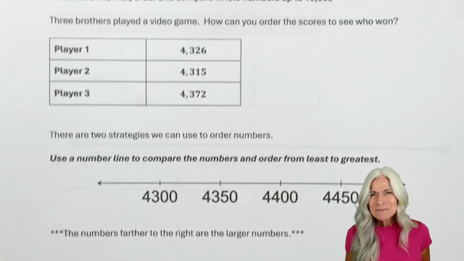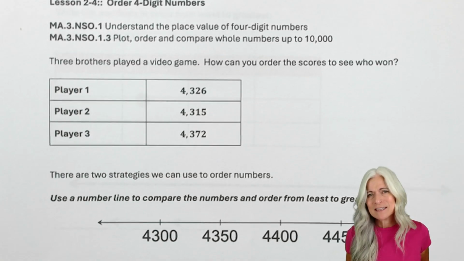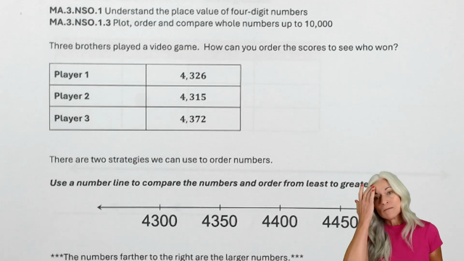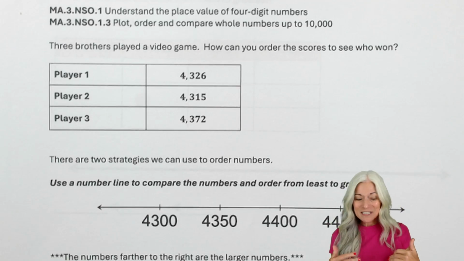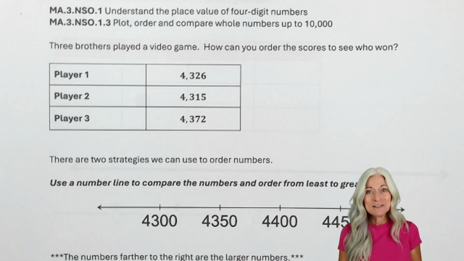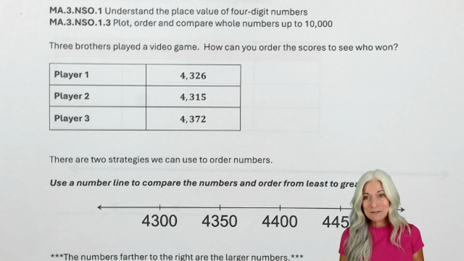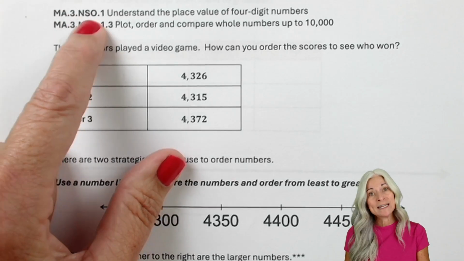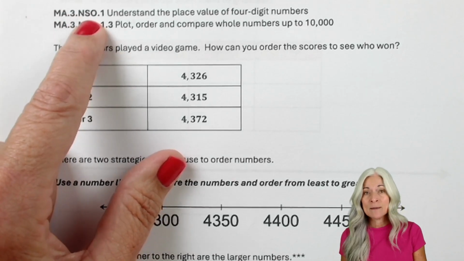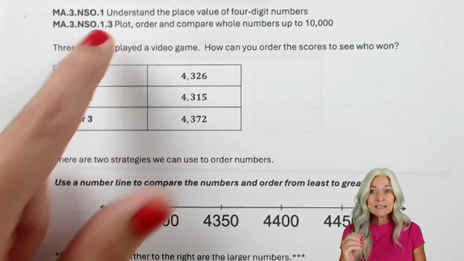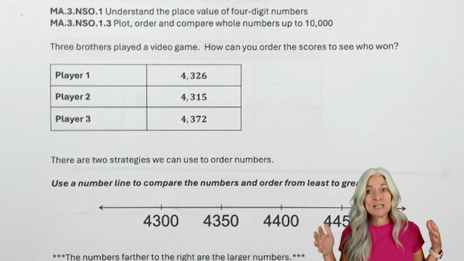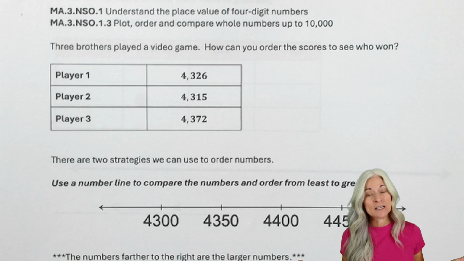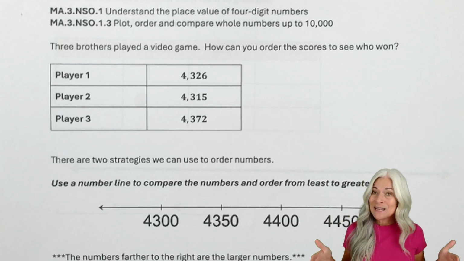Okay, so I did want to start sharing with you the standards because I think that might be helpful. I know you're going to get reports throughout the year that may have these standards listed. So I thought it might be helpful for you to learn what those standards are, what all these abbreviations are. Here we have MA is for math, 3 is for the grade, NSO is number sense and operation. Dot one, that talks about the big overarching standard we're working on, which is understand the place value of four-digit numbers. That's what this entire unit is working on.